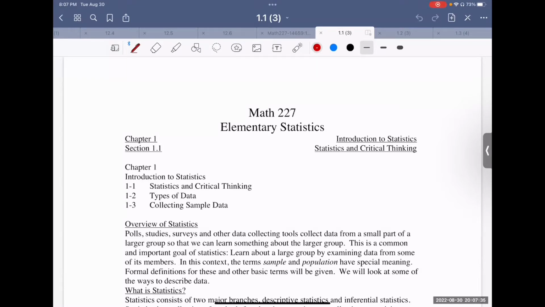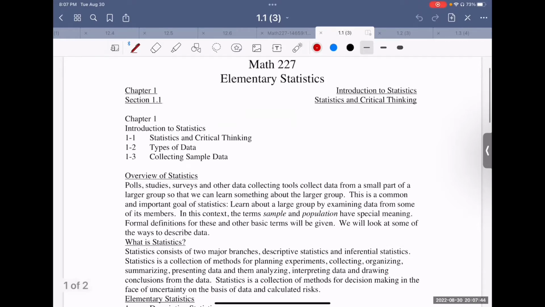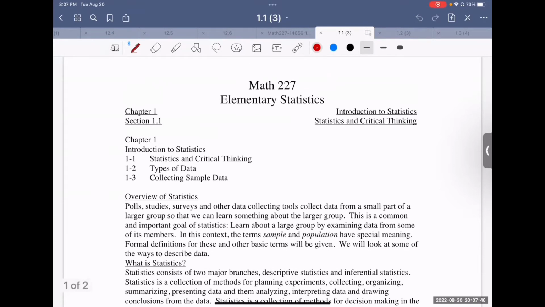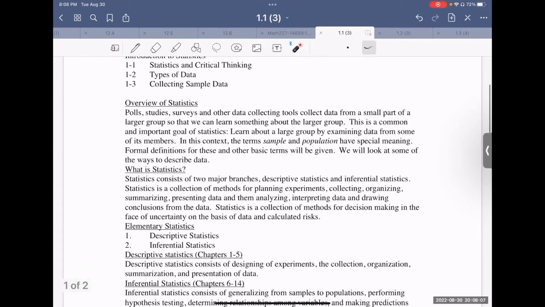Okay, so let's start chapter 1. Let me start chapter 1, Introduction to statistics. So section 1.1, statistics and critical thinking.